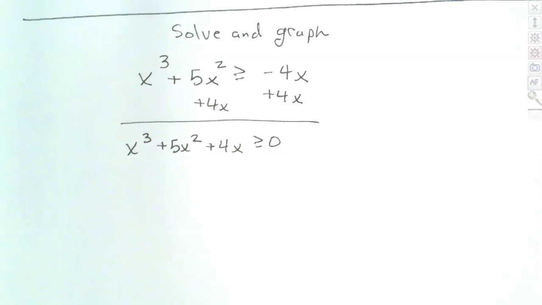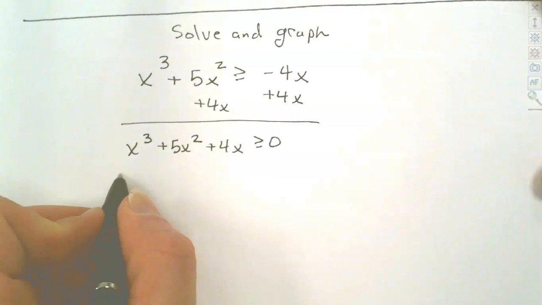Now, notice my highest power is a 3. So that tells you now, at most, you're going to have 3 critical points. That's the most that you can have. Highest power tells you how many you can have at most. You can have less than that, but you can never have more than that 3.